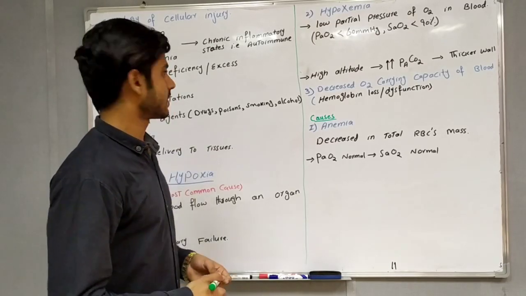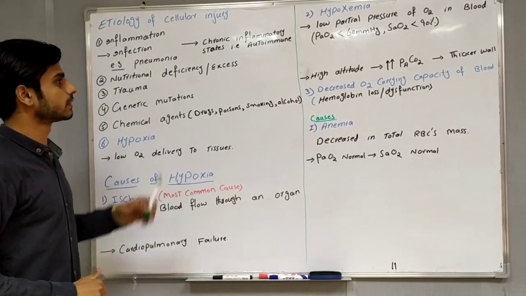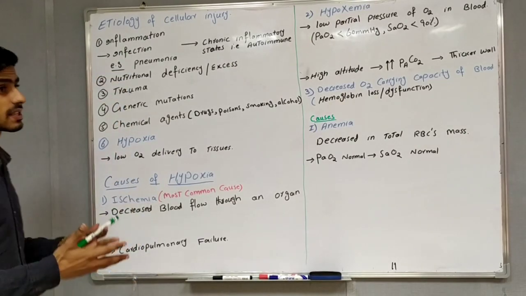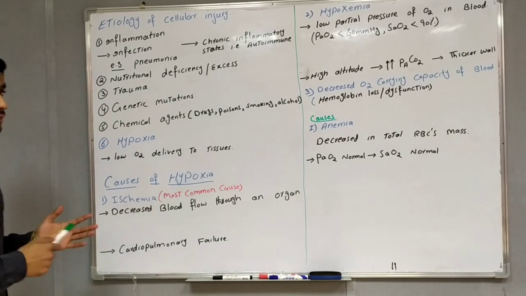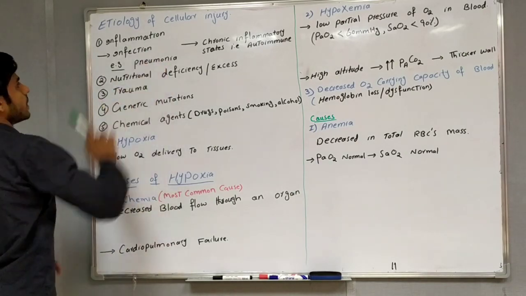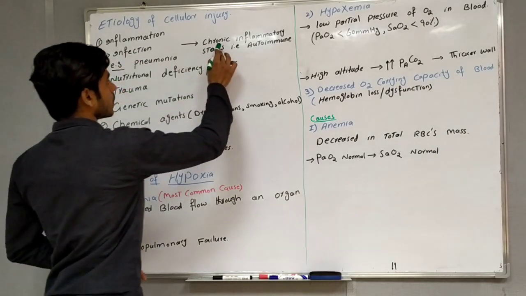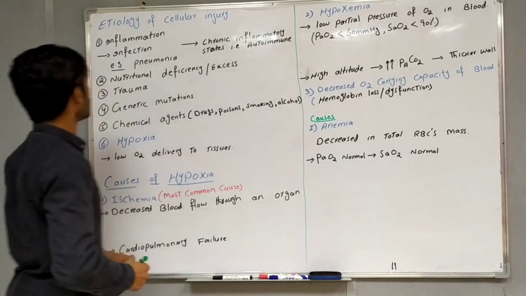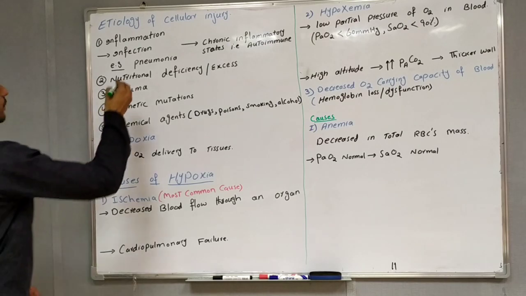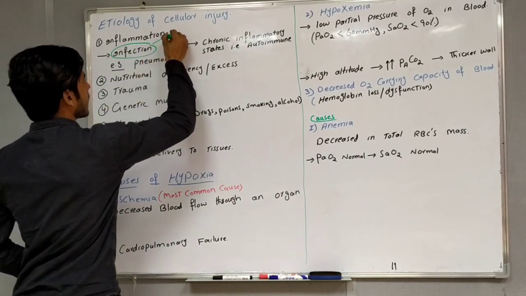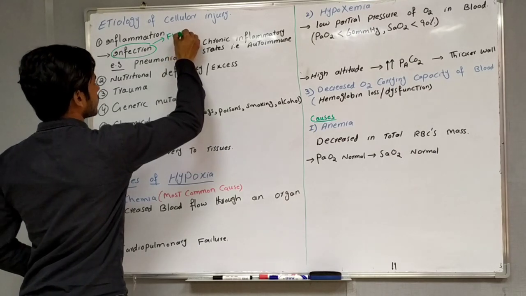So hi guys, this is the second lecture about cellular injury. In this lecture we will study the etiology of cellular injury, the causes of cellular injury. The first cause is inflammation, and inflammation includes two things. It may be through infection, or it may be through chronic inflammatory states. First one is through infection, and this infection may be because of fungi, bacteria and virus.